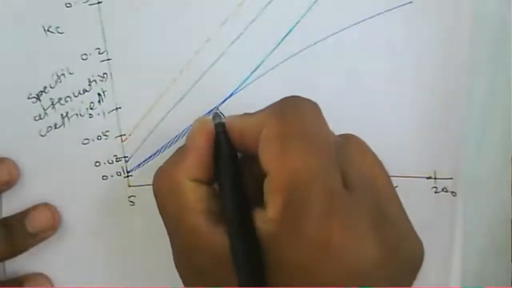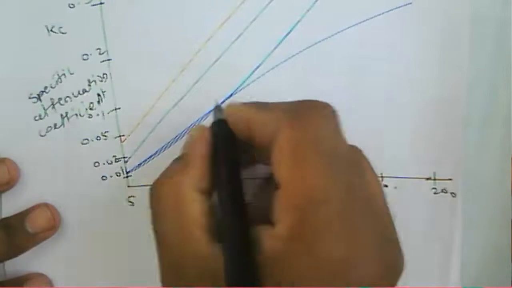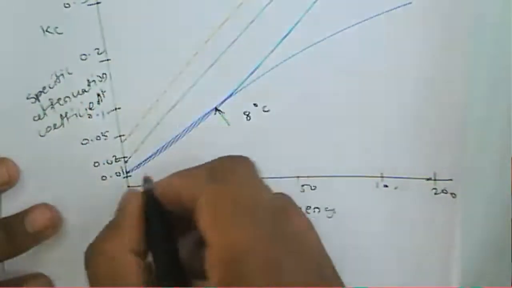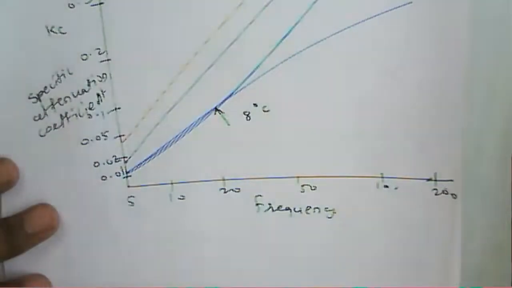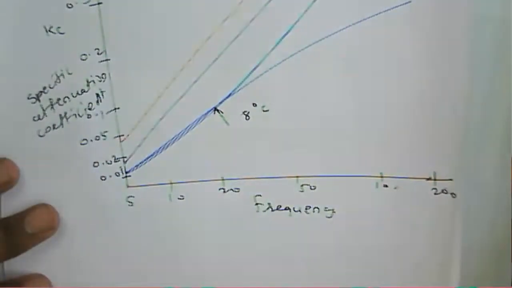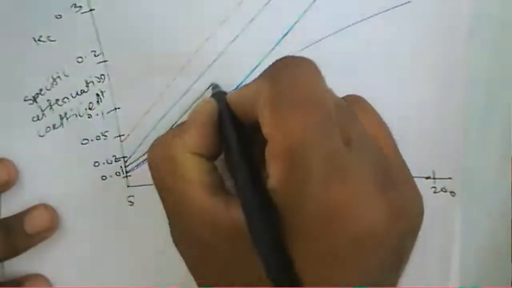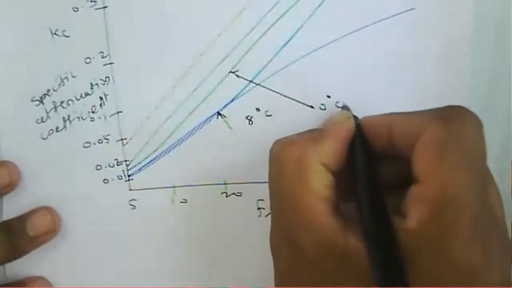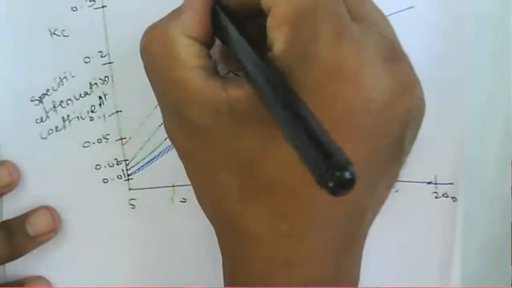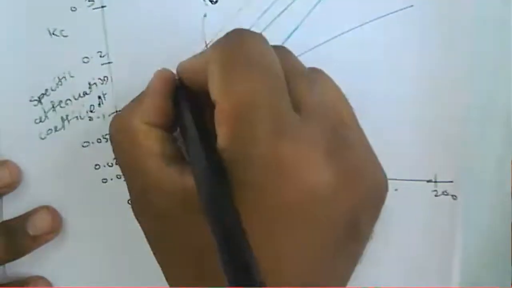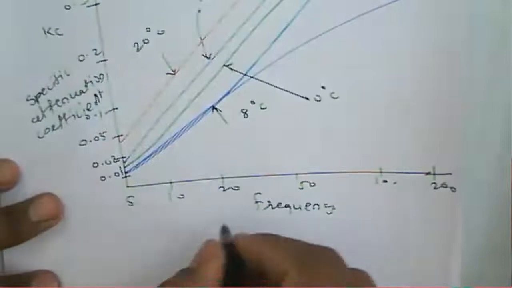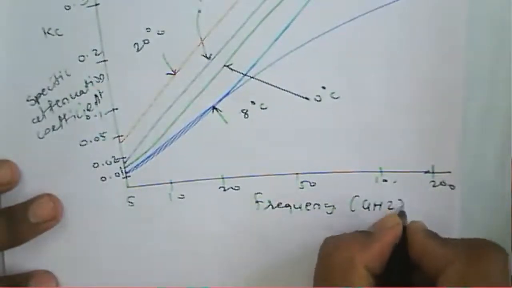But that will depend upon how much the temperature will be at that particular place here. This one is about 8 degree here. So this one is about 0 degree Celsius. This one, say, is about 10 degree Celsius, and this red one is about 20 degree Celsius. And this one is about frequency. It is in terms of gigahertz.